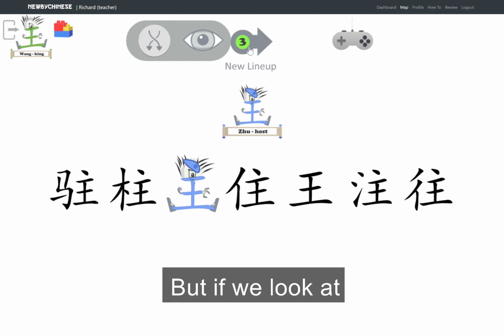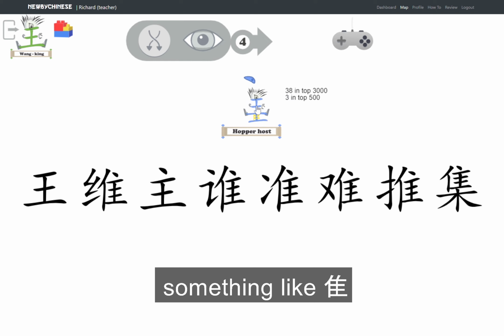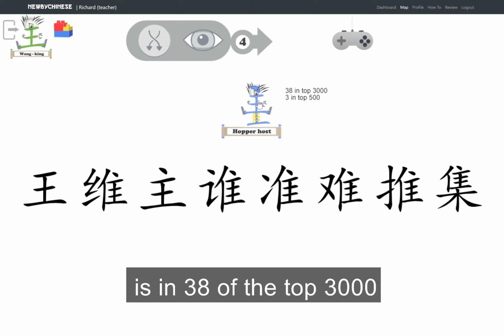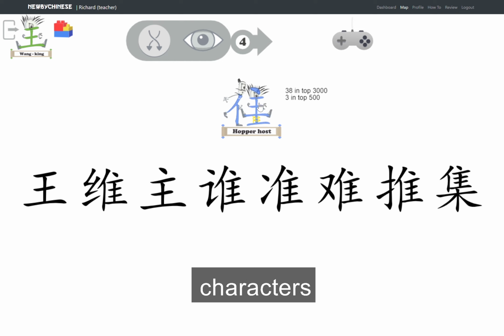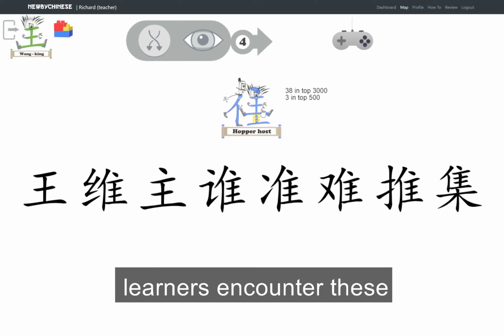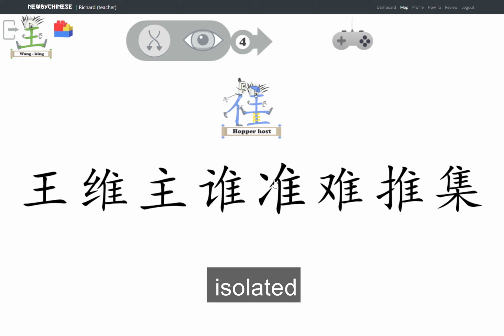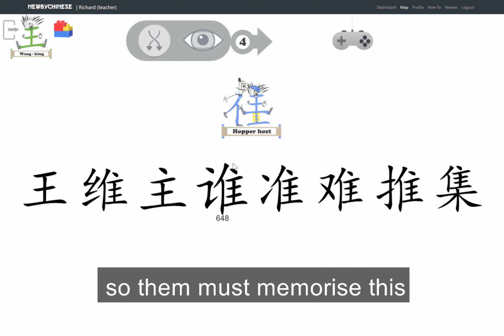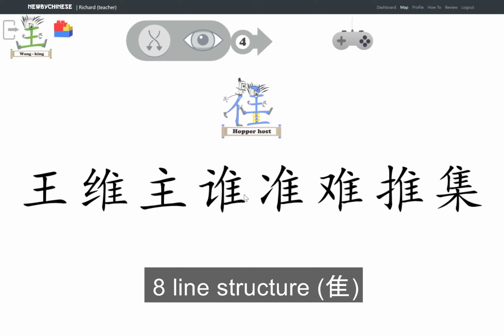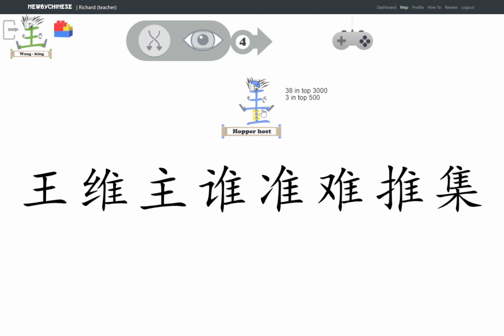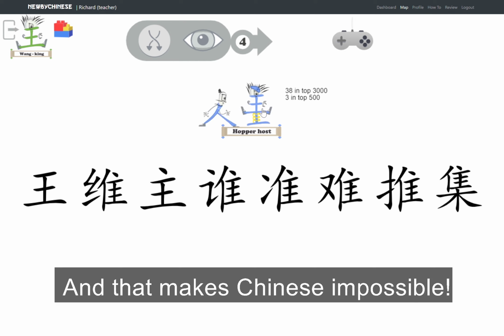Cool. But now, if we go to something like Jue. Now, Jue, as a visual building block, is in 38 of the top 3,000 characters, which is insane. It's a lot. Typically, learners encounter these not in one go, but completely at random and unconnected with one another. So they have to memorize this 1, 2, 3, 4, 5, 6, 7, 8 line structure each of 38 times in the top 3,000 Chinese characters. And that just makes Chinese impossible.